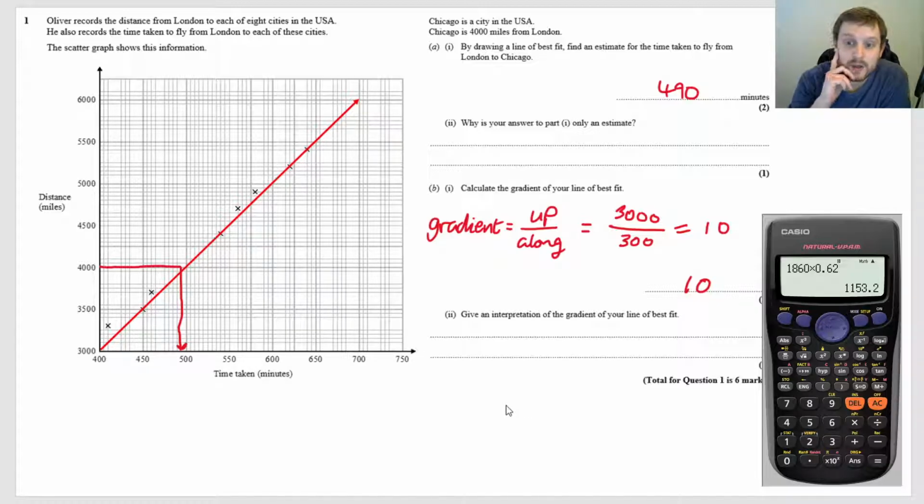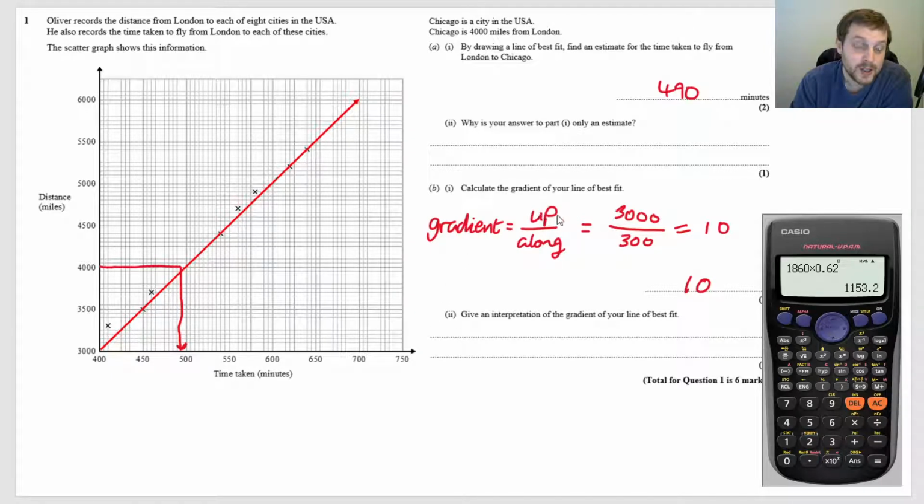Give an interpretation of the gradient of your line of best fit. What shall we say? So this means for every minute you go 10 more miles. Is that a fair thing to say? Let's have a look. Gosh, I'm overcomplicating it. It's what I was saying before. It is just the speed. It's the speed in miles per minute. So yeah, don't overcomplicate it.